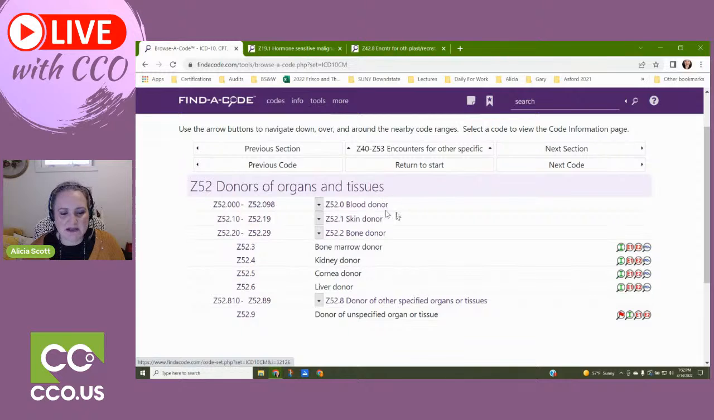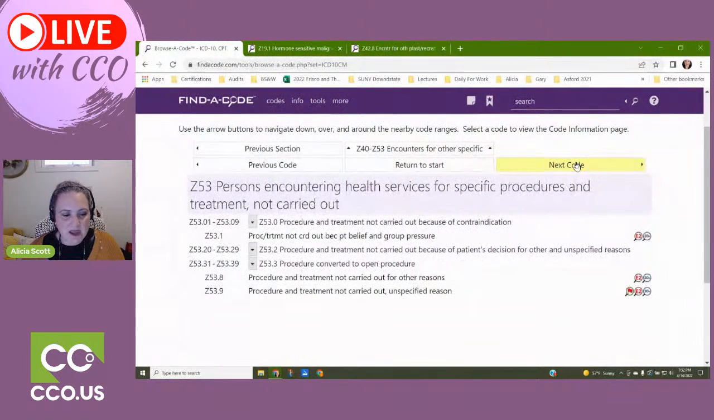Moving on, organ donors for organs. So again, you can be a blood, skin, bone marrow, kidney, cornea, liver donor. All of this tells you that you could donate as well as be recipients for those particular organs. So that's good to know. We are going to speed up a little bit here. Persons encountering health services for specific procedures, treatments not carried out. So this one comes to mind: procedures converted to open procedure. So we plan to do a laparoscopic procedure, and then it was converted to open procedure due to XYZ. That is one that you could see in testing.